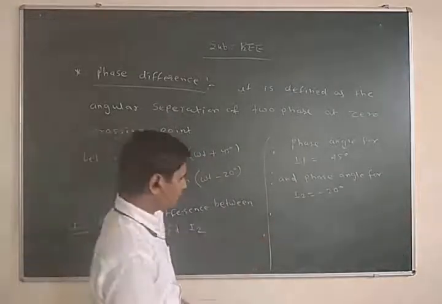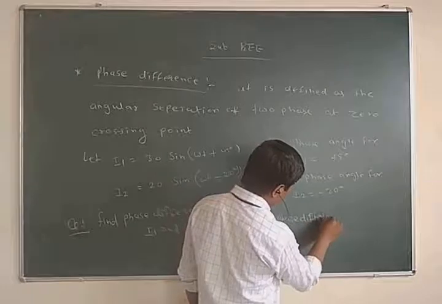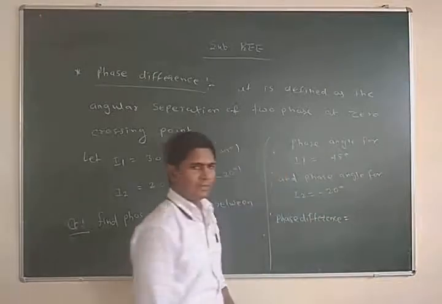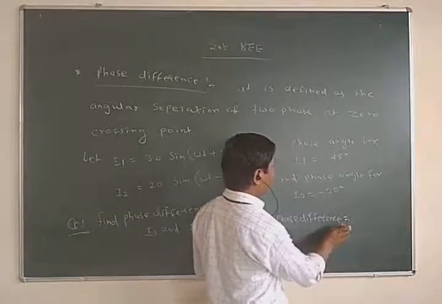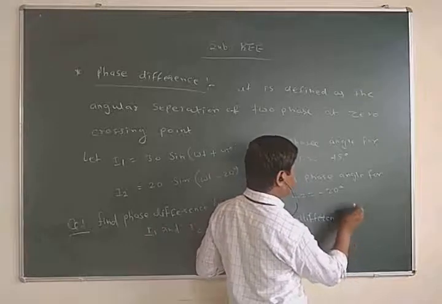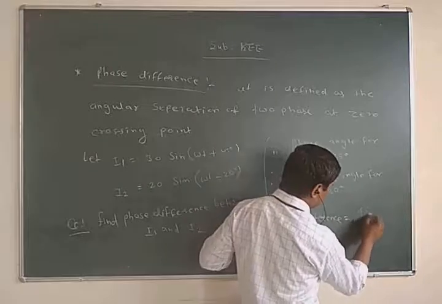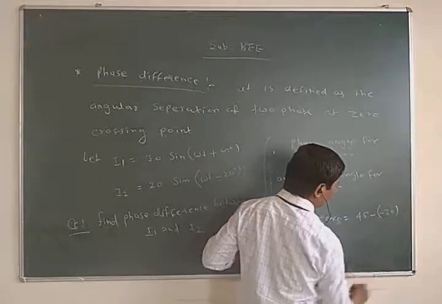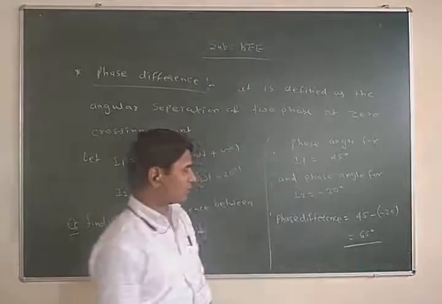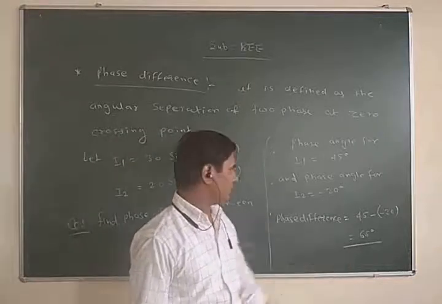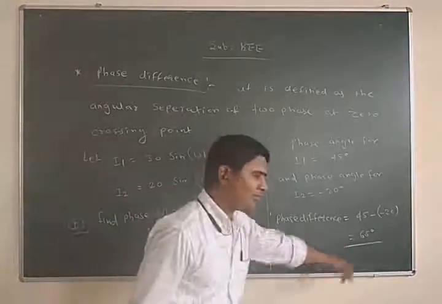Now phase difference is the difference of angles at the zero crossing point. So we can say it is the difference of the angle of I1 and the angle of I2. We write 45 minus (minus 20), so it becomes 65 degree. Our answer is 65 degree, and we can say that the phase difference between I1 and I2 is 65 degree.